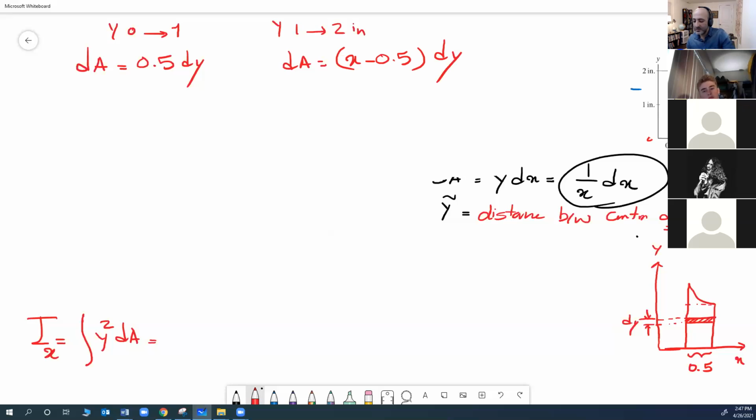Is everyone clear on this? So I have two areas here. One of them is just a rectangle, 0.5 dy. The second half, the area is like this. So this length is dy, and this length is x minus 0.5. Well, it's actually not x minus 0.5, because it only goes up to 1. So that one is going to be 1 over y minus 0.5.